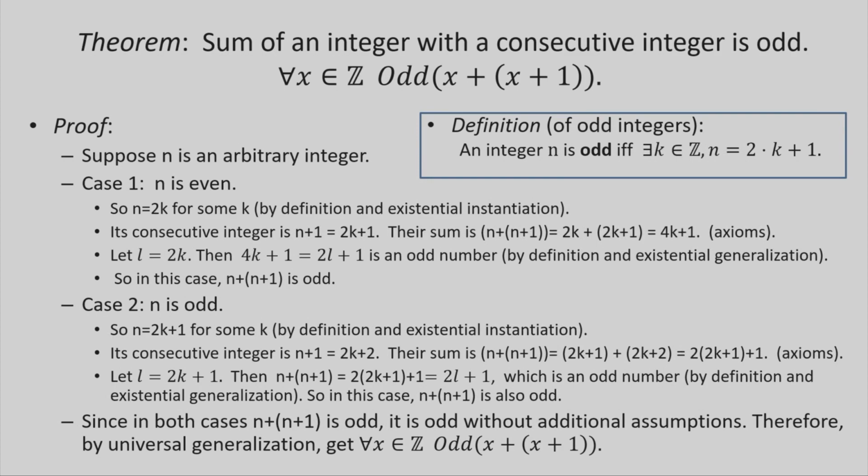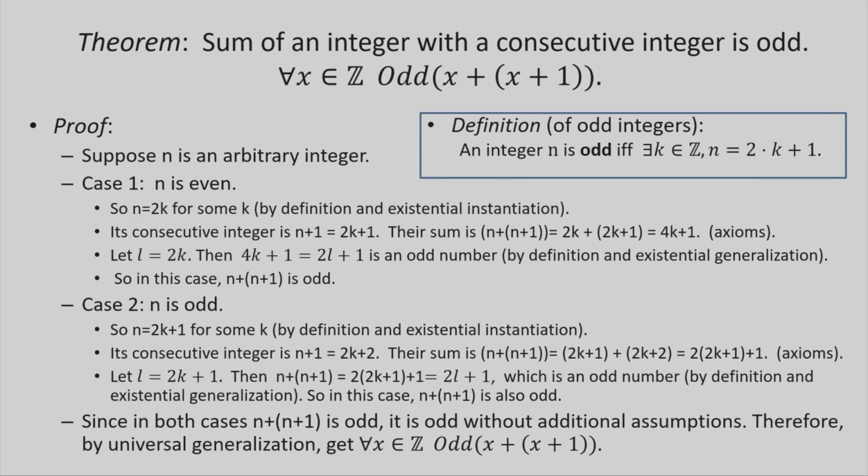Let's prove that if you take an integer and add to it the following integer, you will get an odd number. So what does it mean? Let's think for a moment. The theorem is saying that when you add 2 and 3 you get 5, which is odd, and you add 3 and 4 and get 7, that's odd, and you add 10 and 11 and you get 21, that's odd, this is a general phenomenon. If you take a number and add it to the next number, then you will get something that's odd.